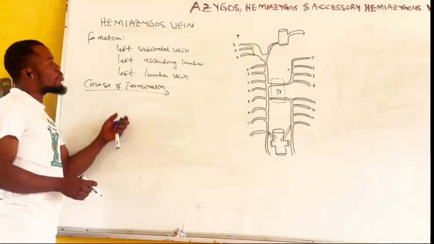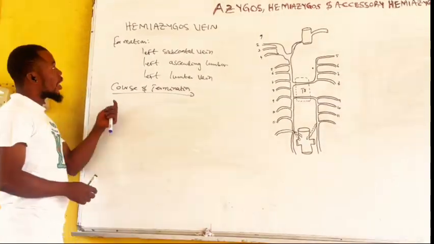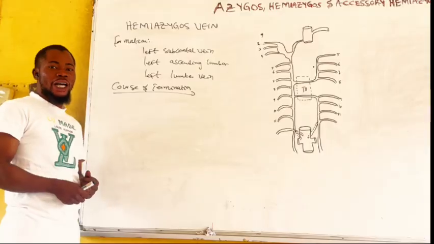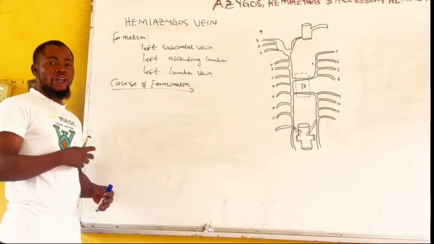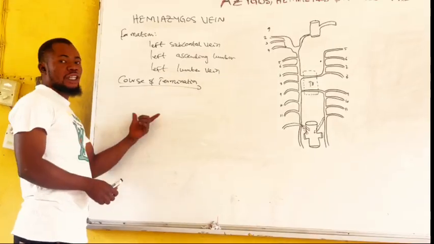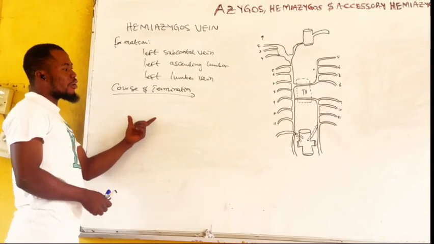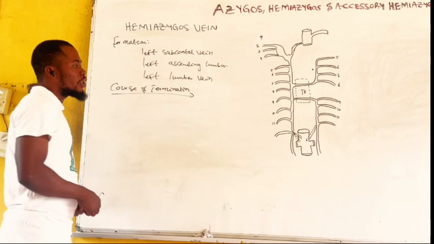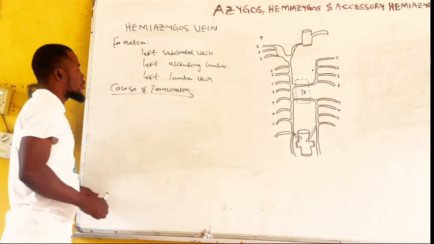Course and termination of hemiazygos vein. The hemiazygos vein pierces the left crus of the diaphragm and ascends vertically upward in front of the left side of the vertebral column up to the level of the T8 thoracic vertebra. At the level of the T8 thoracic vertebra, it turns right and terminates at the azygos vein.